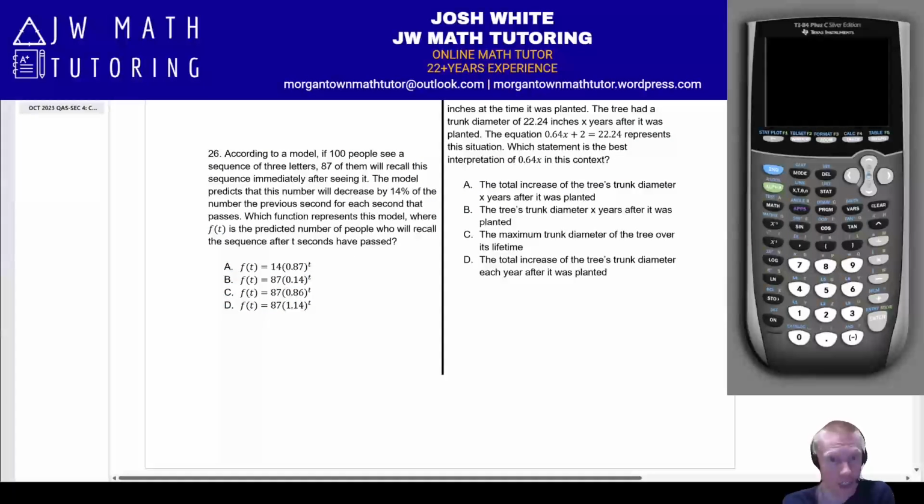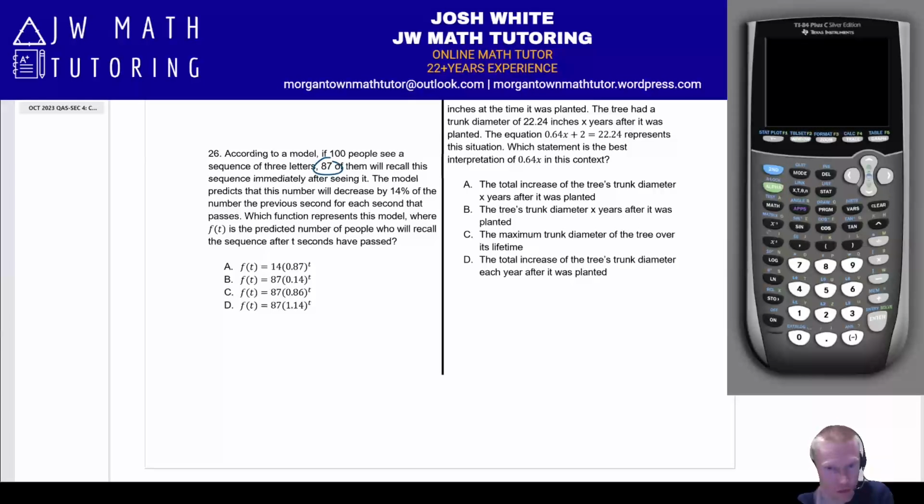All right, now at the bottom of the page, 26, here we have an exponential equation. So basically, you're starting with 100 people seeing the sequence, okay, and 87 of them will recall it immediately after seeing it. And then the number is going to continue to decrease, okay, by 14% of the number the previous second for each additional second that passes. And then I just want to know what's the model for this.